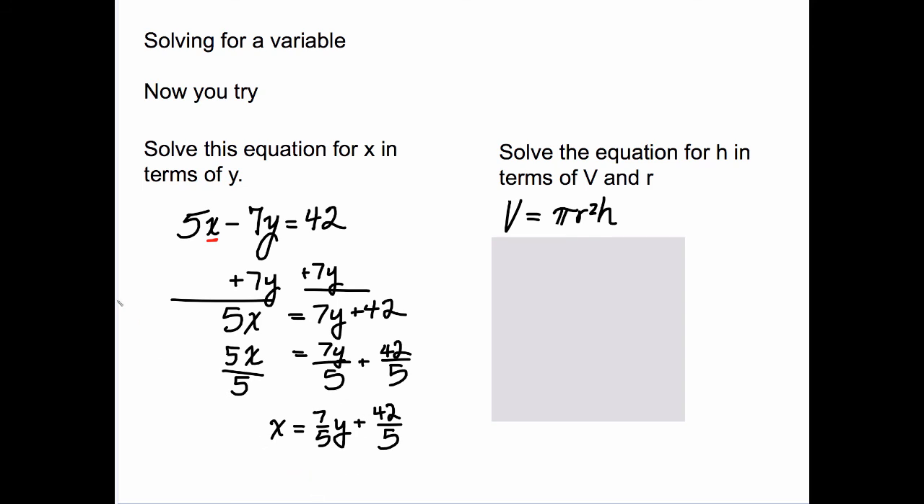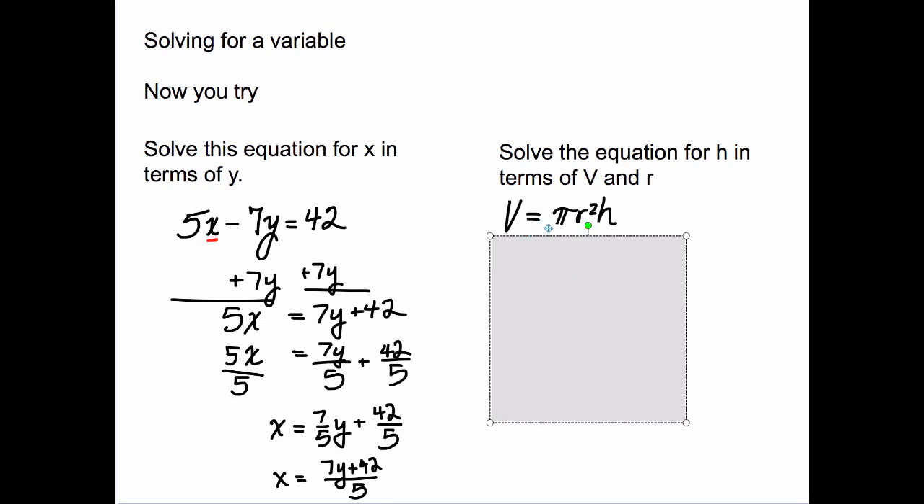Another way of writing this solution, and another way that you could have done it, would be to write this as (7y plus 42) over 5 equals x. For now, either one of them is acceptable, but I'd like you to learn how to do it both ways.